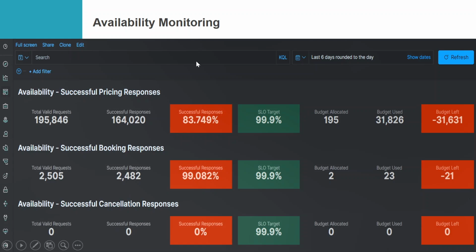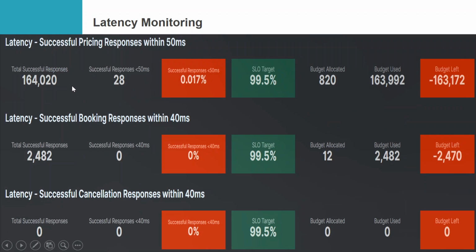This is one kind of monitoring, and the next thing is latency. Previously we put 200 milliseconds, and then we reduced it to 100 milliseconds. After achieving 100 milliseconds, in the last week we are testing in the testing environment with 50 milliseconds. Of the total 164 milliseconds, I'm only getting 28, which is less than 50 milliseconds for response in pricing. So my successful response is very low, like 0.017.